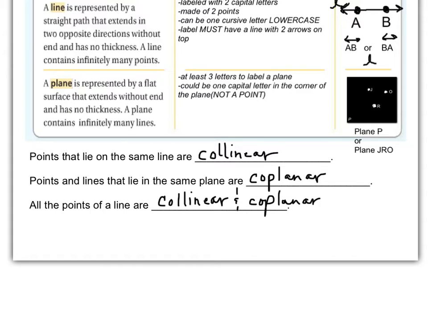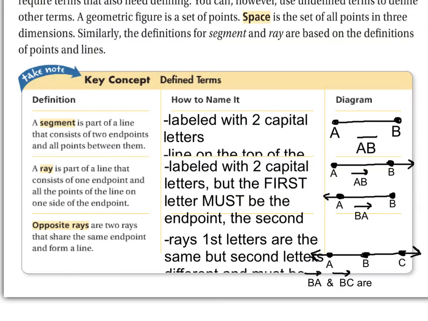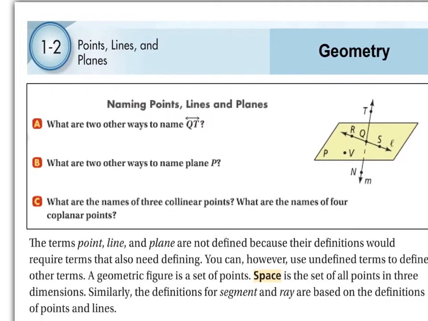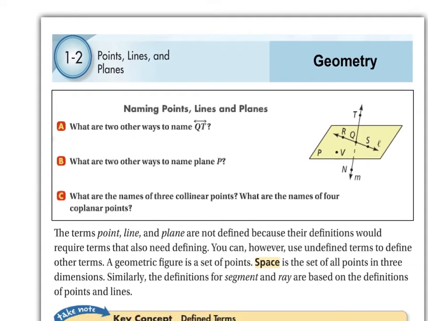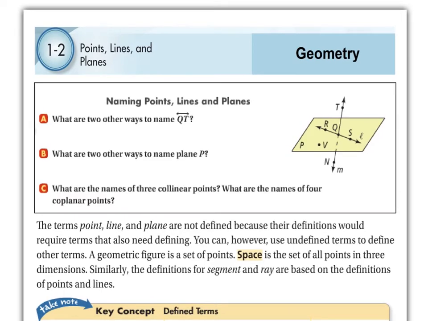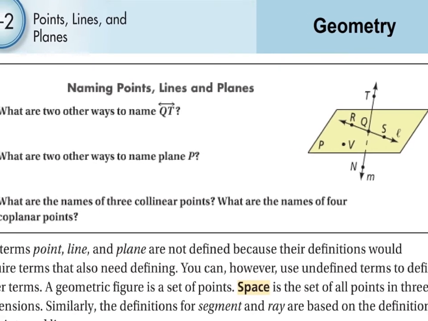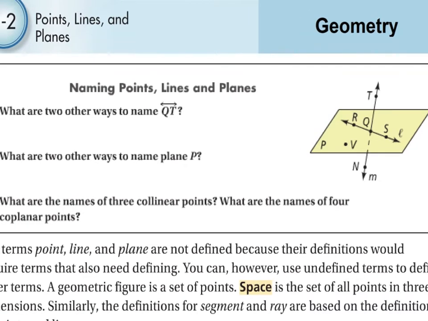Okay, now let's take a look at what maybe some of your examples are going to look like. Okay, so let's take a look here at the top of the second page. It says, what are two other ways to name line QT? Well, if you look here at the picture, if I zoom in a little bit, I want to see QT. So I find Q, that's the one point, T is the other point.